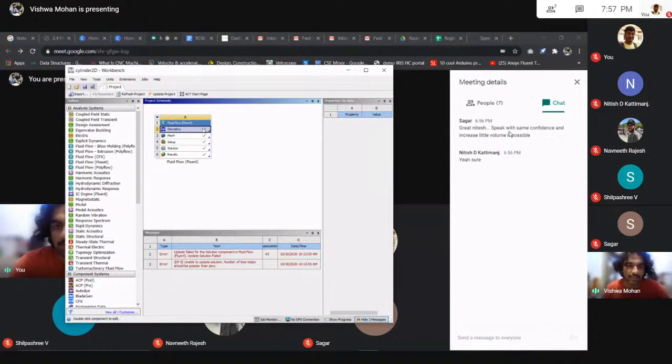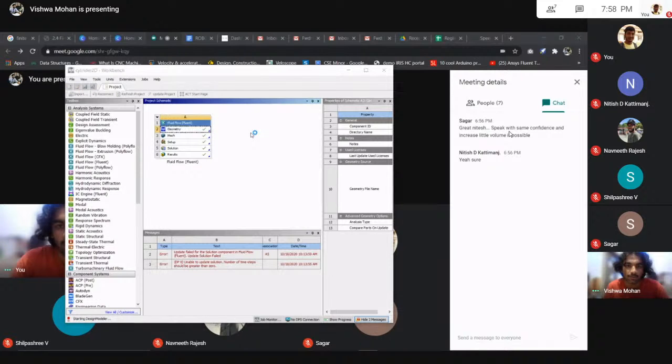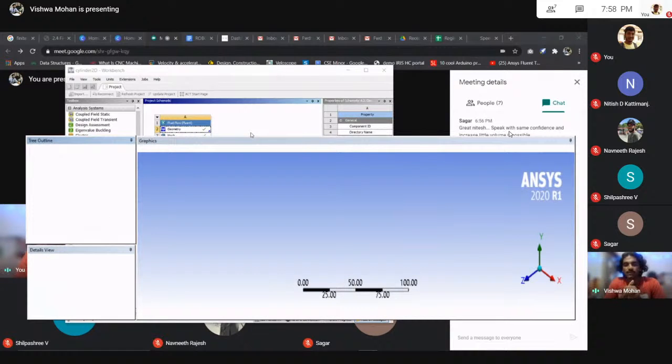So let's get into geometry. You can import your geometry from here. You can make it in any CAD software and import it as a .stp file, and a lot of times an IGES file works as well. Then you just import it and open your Design Modeler. So what is Design Modeler? It's a module where you import the geometry and make whatever geometrical changes are needed.